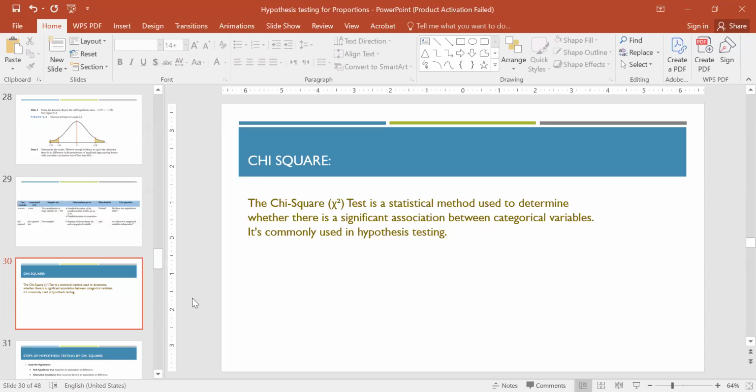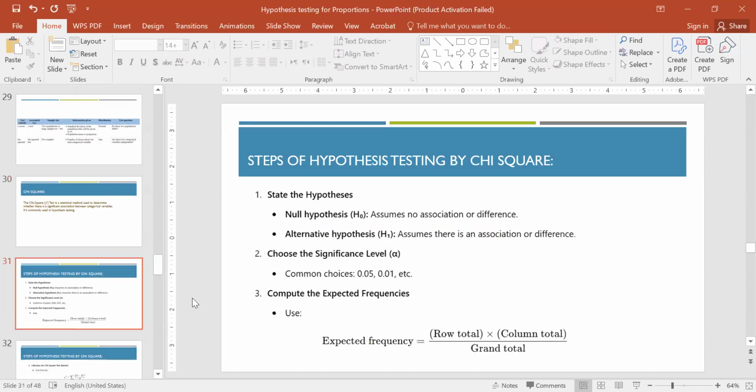The chi-square test is a statistical method used to determine whether there is a significant association between two categorical variables, and it's used in hypothesis testing. These are the steps of hypothesis testing by chi-square. First of all, as in the previous case, we have to state the hypothesis, both the null and alternative hypothesis. The second step is also the same: we have to find the significance level, and mostly we choose 5% or even 1%. Then we have to compute the expected frequencies.